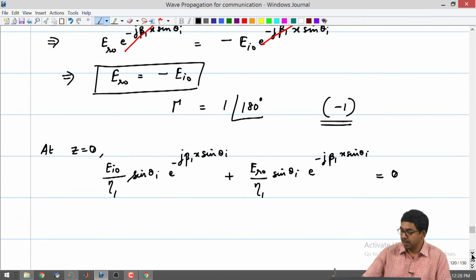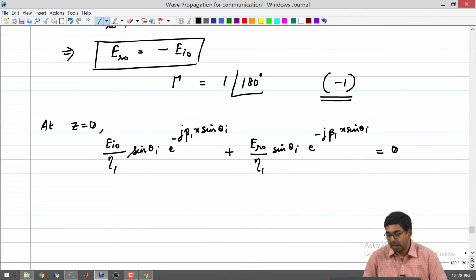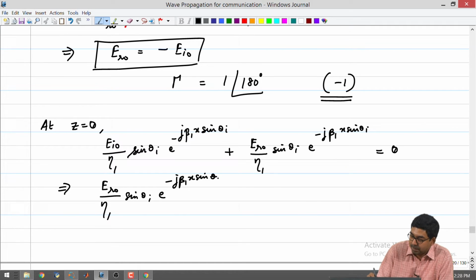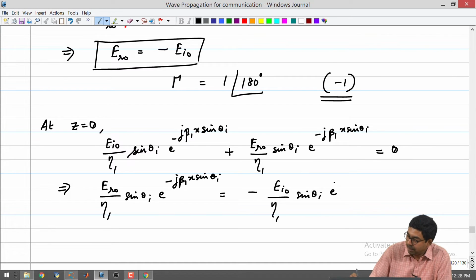But what does this mean? Does it give any useful information? I can quickly see that I can rearrange this and write this down as E r naught divided by eta 1 sin theta i e to the minus j beta 1 x sin theta i is equal to minus E i naught by eta 1 sin theta i e to the minus j beta 1 x sin theta i. There are some common terms, you can slash off the common terms.